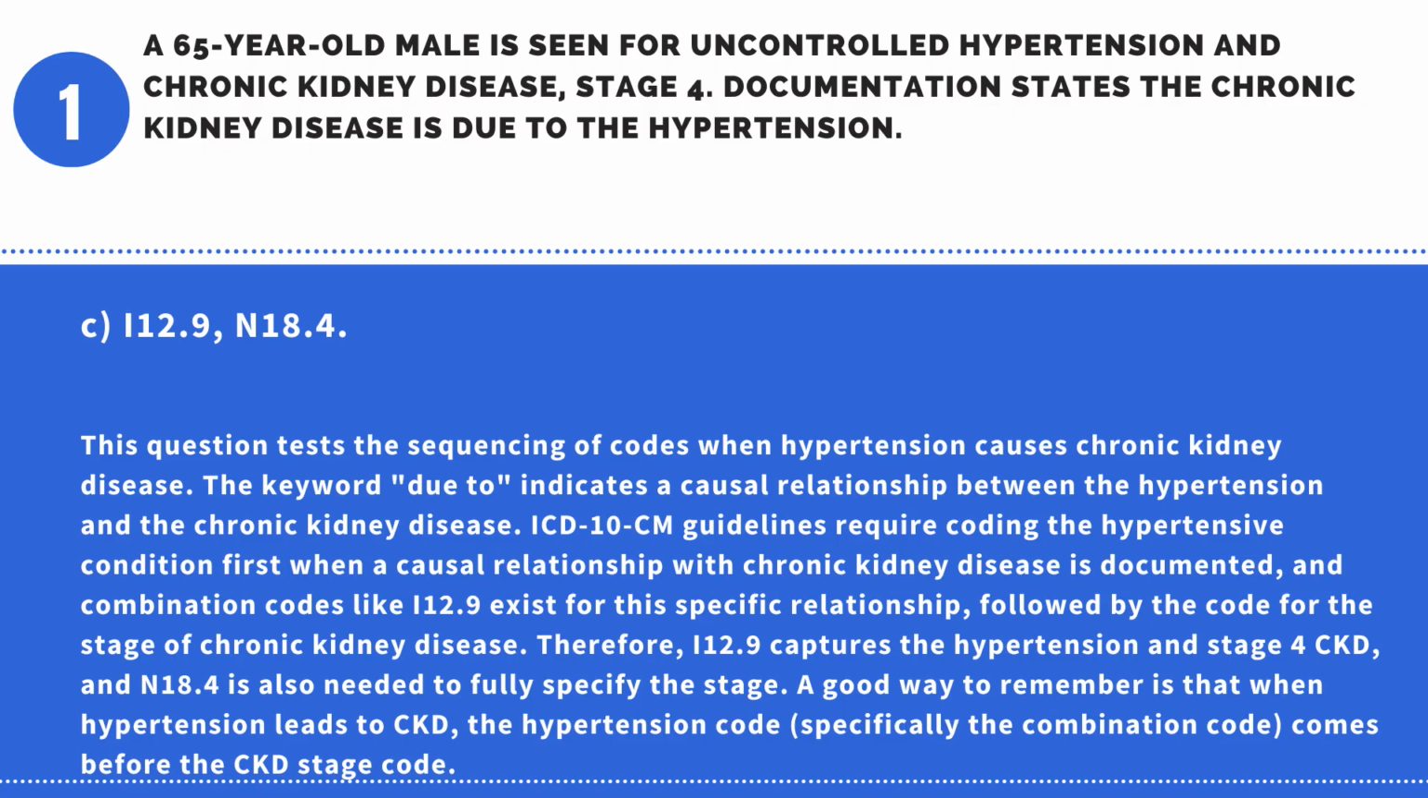ICD-10-CM guidelines require coding the hypertensive condition first when a causal relationship with chronic kidney disease is documented, and combination codes like I12.9 exist for this specific relationship, followed by the code for the stage of chronic kidney disease. Therefore, I12.9 captures the hypertension and CKD, and N18.4 is also needed to fully specify stage 4. A good way to remember is that when hypertension leads to CKD, the hypertension code, specifically the combination code, comes before the CKD stage code.